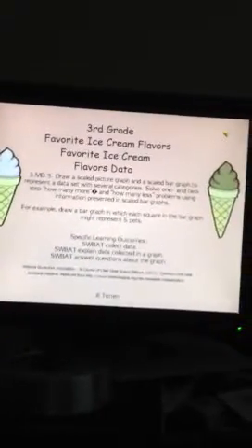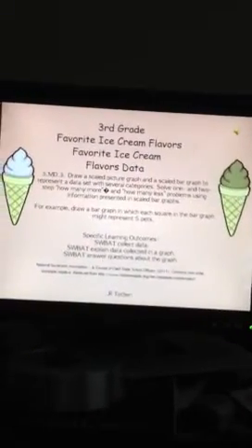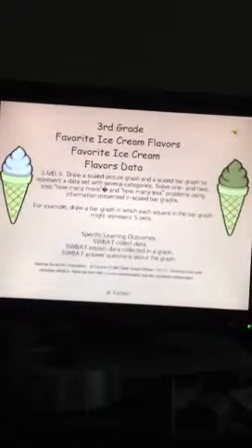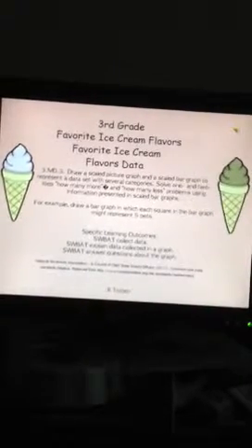In my lesson, students will be able to collect data, students will be able to explain data collected in a graph, and they will be able to answer questions about the bar graph.